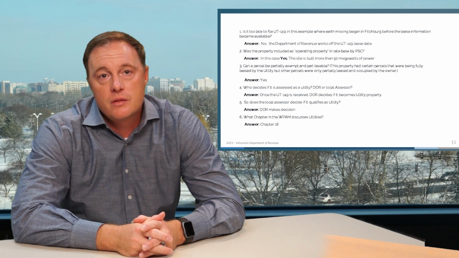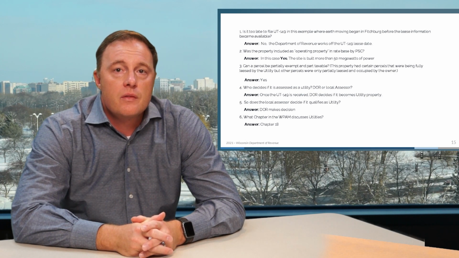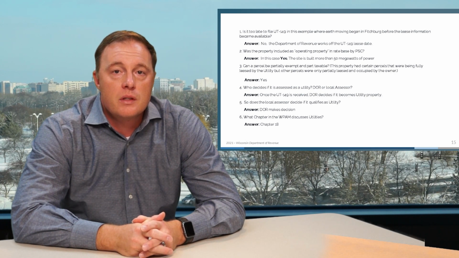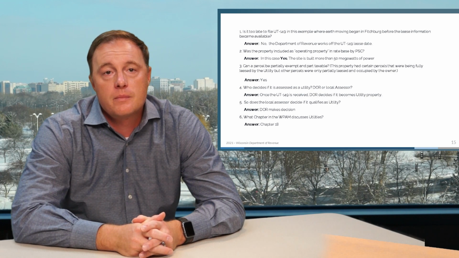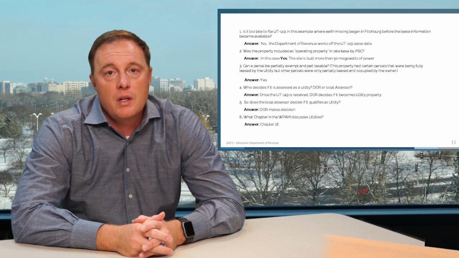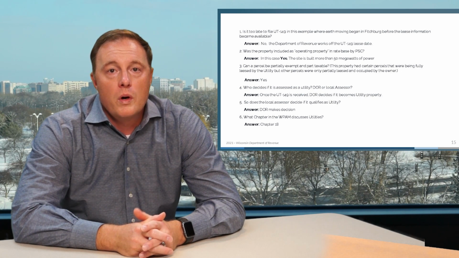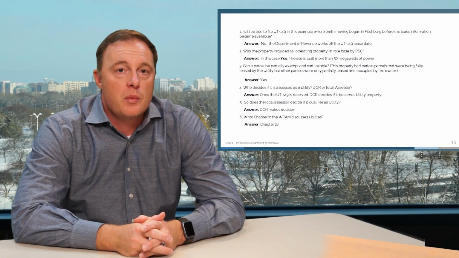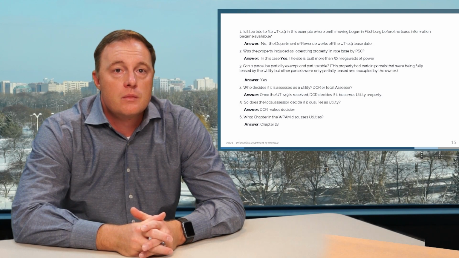Who decides if it is assessed as a utility, DOR or the local assessor? Once the UT 149 is received, DOR decides if it becomes utility property. Who decides if it qualifies as utility? DOR makes that decision. What chapter in the Wisconsin Property Assessment Manual discusses utilities? Chapter 18.